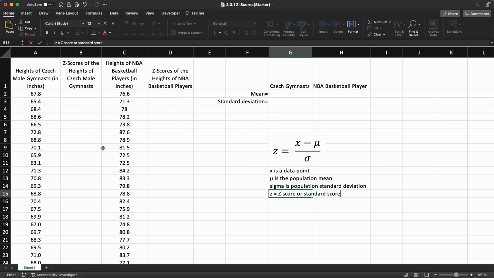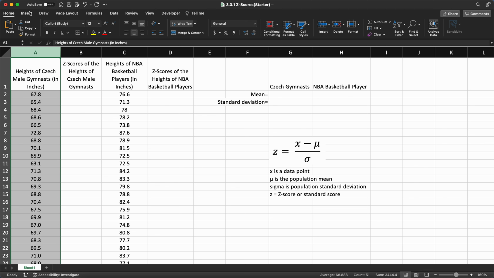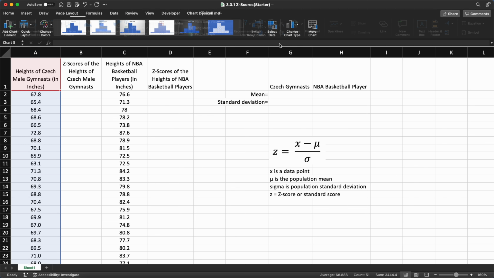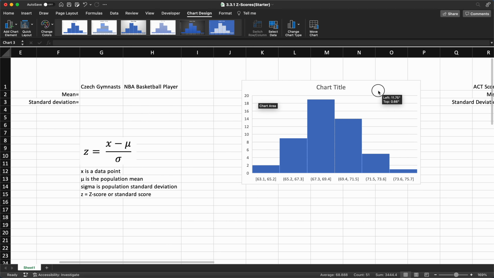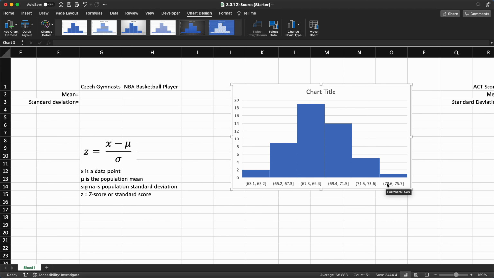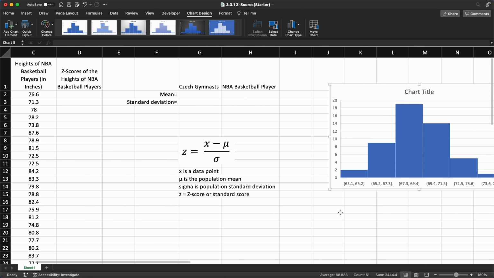So first, in order to find the z-scores for the heights of these gymnasts, I need to know the mean and the standard deviation for the Czech gymnasts. I'm going to find that for the Czech gymnasts, and also for the NBA players. And what we're going to see is, if I create a histogram for the Czech gymnasts, you can see the numbers along the bottom start at 63.1 and go up to 75.7.